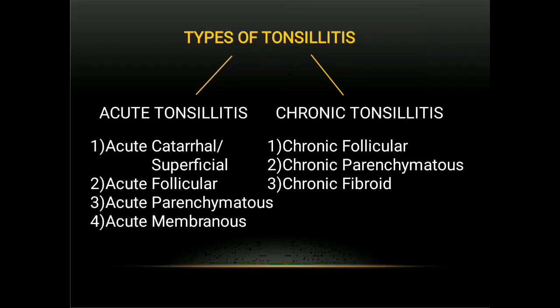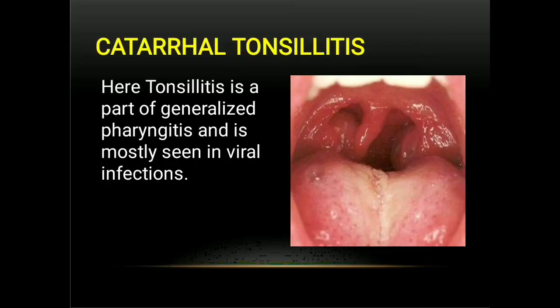Types of tonsillitis. Acute tonsillitis and chronic tonsillitis. In acute tonsillitis, there are 4 types: acute catarrhal or superficial, acute follicular, acute parenchymatous, acute membranous. Chronic tonsillitis: chronic follicular, chronic parenchymatous, chronic fibroid. We will see some of the important ones.